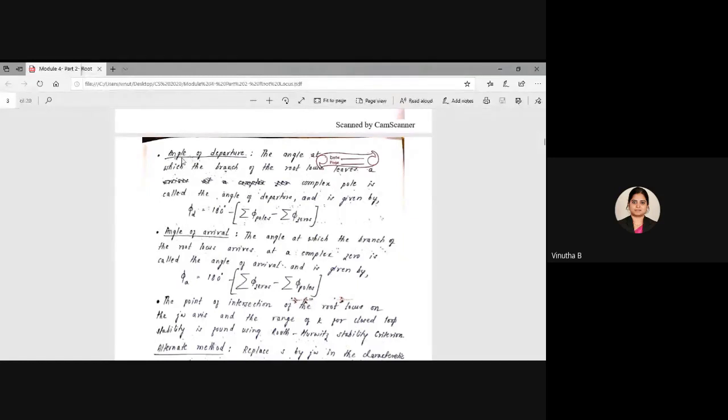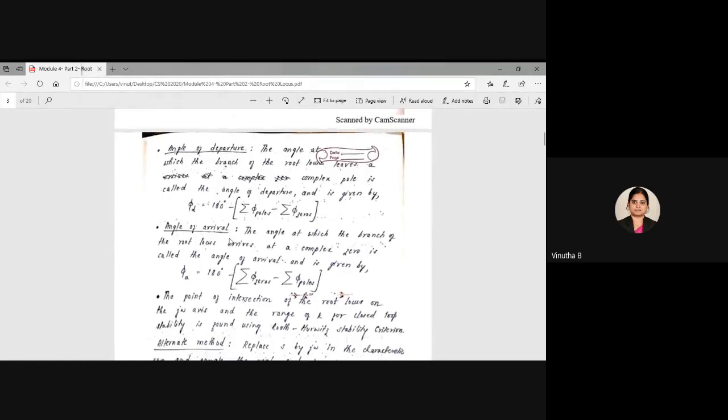So whenever you come across a complex pole and complex zero, then you will be calculating the angle of departure and angle of arrival. In the first step of the problem, you always find out the poles. If you find that there is a complex pole present, then in such problems you have to find out the angle of departure, and for that we have already written down the formula. Similarly, angle of arrival: whenever you come across complex zeros in the given problem, you will have to find out the angle of arrival. In some problems, if both poles and zeros are complex, then you have to find out both the angle of departure as well as the angle of arrival.